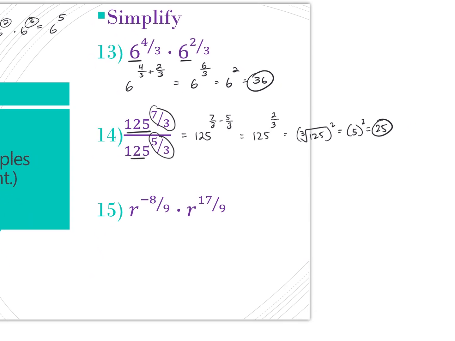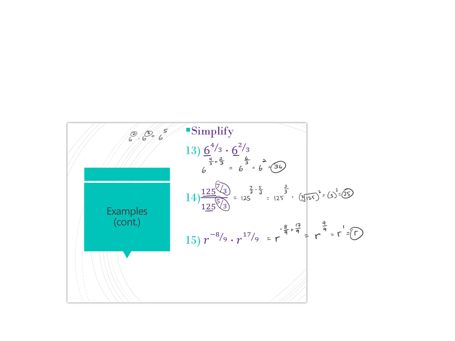And the last one I notice, it's r to the negative 8/9 times r to the 17/9. So right now, I know my bases are the same, so my answer is going to be r, and I'm going to add my exponents. So negative 8/9 plus 17/9 is going to equal 9/9, and r to the 9/9 is 1, and r to the 1 is just r. And so even though it looked a little bit more complicated, it's the same skills that you've done before. You're just working with fractions now.